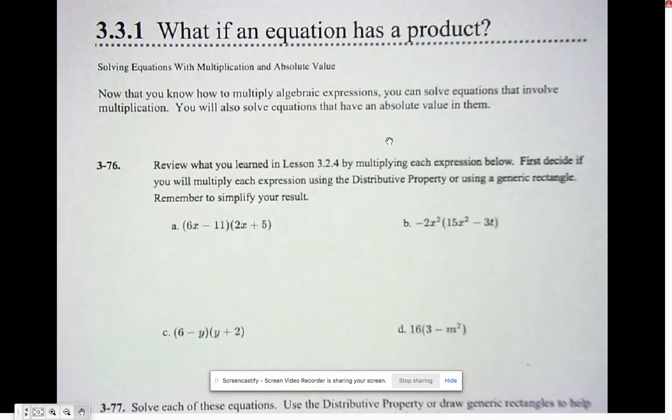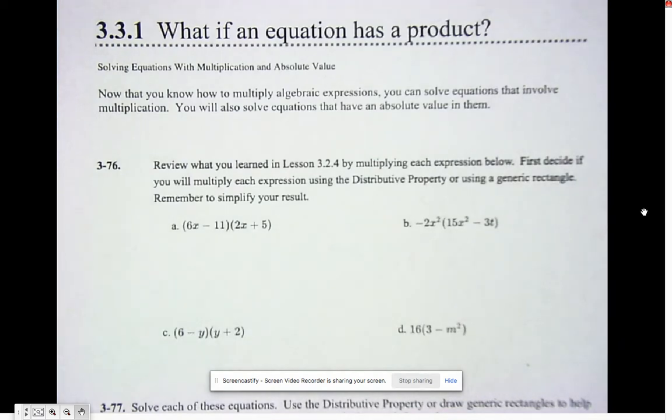Okay, this lesson is going to help you work through chapter 3, section 3, lesson 1. All right, so what if an equation has a product? So, solving equations with multiplication and absolute value. Now we're going to go into not just rewriting by using some of the different properties, but actually doing some solving. Now that you know how to multiply algebraic expressions, you can solve equations that involve multiplication. You will also solve equations that have absolute value in them.